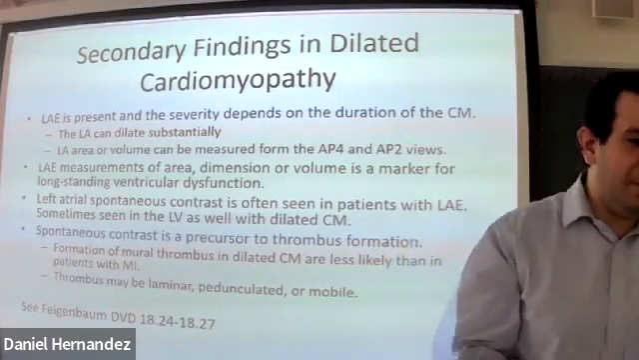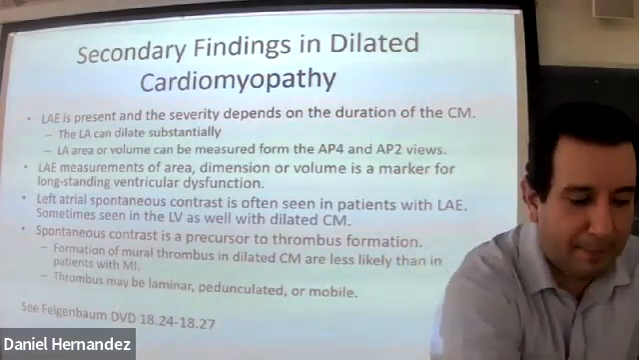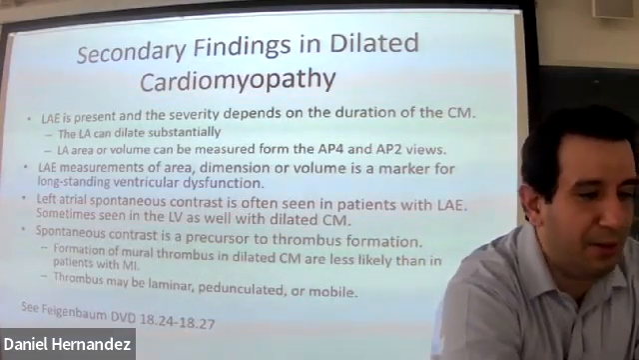So these thrombi can appear as laminar, pedunculated, or mobile. When we get into our cardiac masses, we're going to focus a little bit on the different types of thrombi and their appearance.